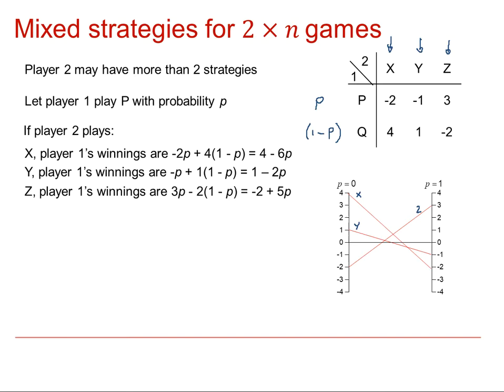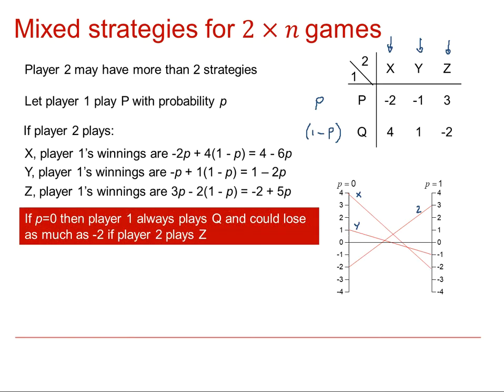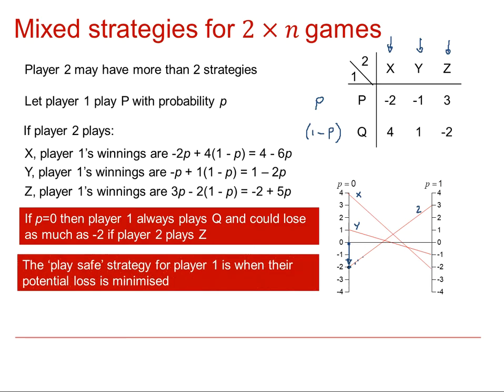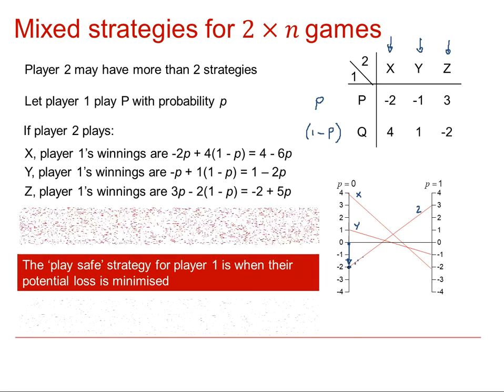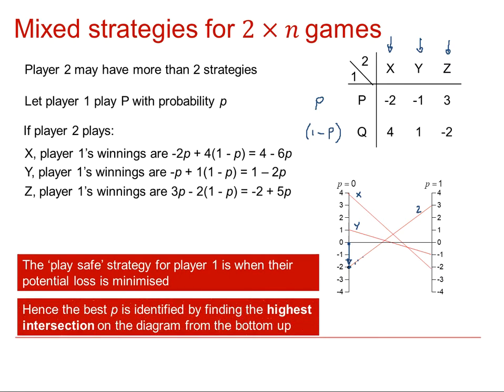Now remembering this idea that what needs to happen is that we need to maximize that potential gain. But let's just have a look at if probability is 0. You can see that the potential for loss is at minus 2 for player 1. So this minimum point on the graph is here, and we want to make that move upwards as far as we can. So what probability gives us our maximum on the graph? In other words, the highest intersection point.